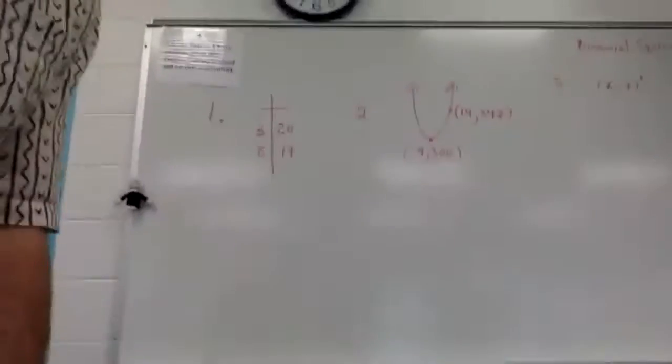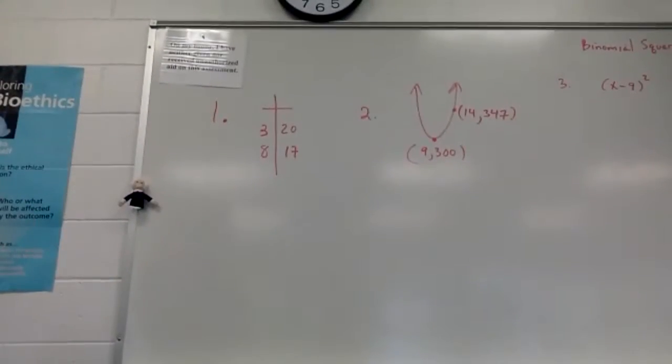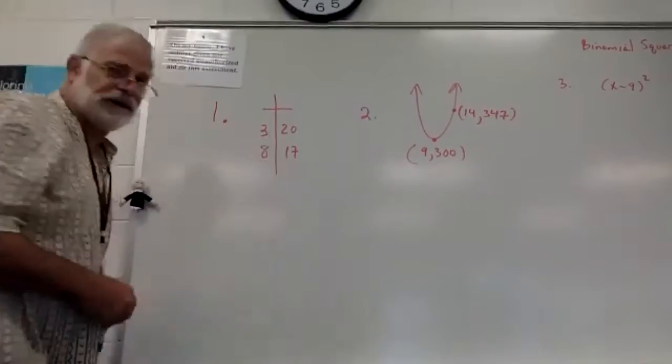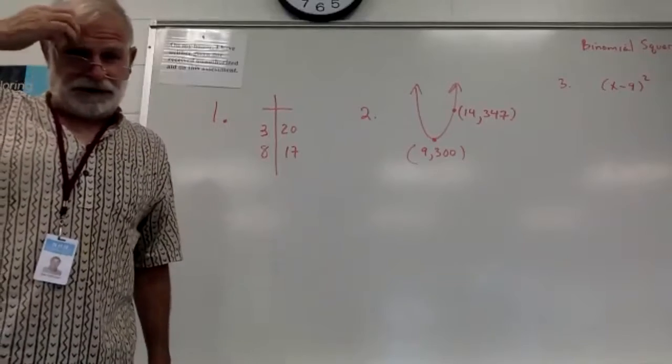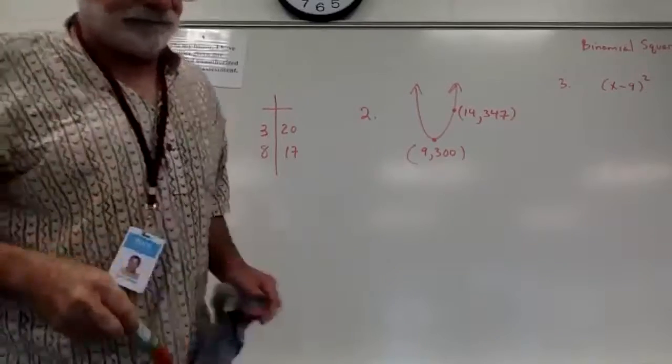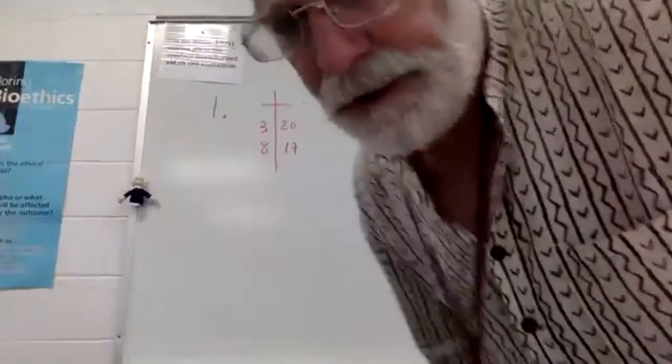All right, now, time to do some work. We're gonna do problems together. I'm gonna give you a minute to do a problem, all right? Write the equation of the line that passes through the points (3, 20) and (8, 17). Write the equation of the line through (3, 20) and (8, 17).